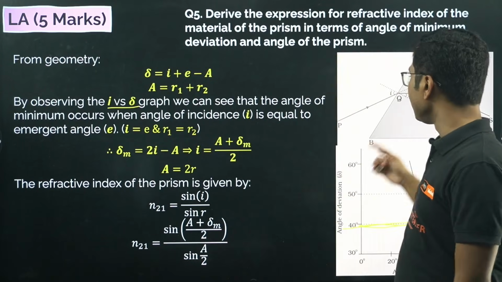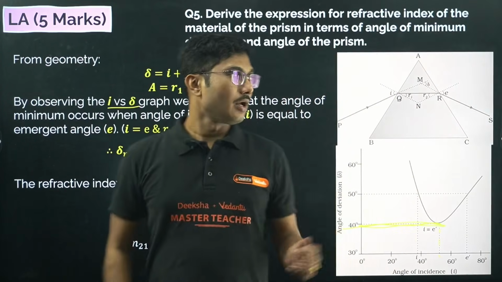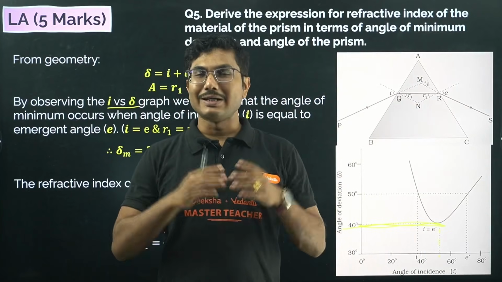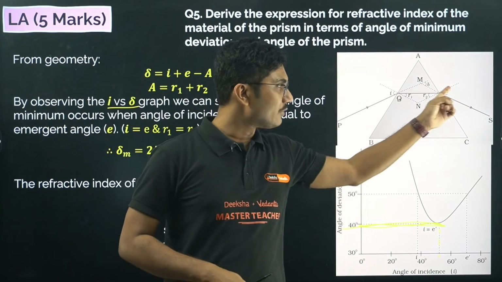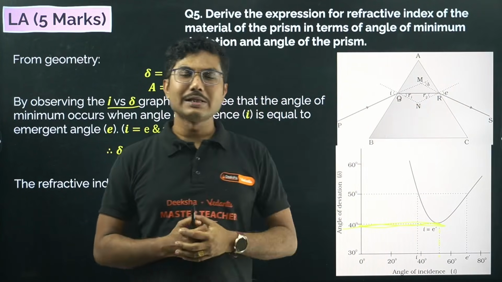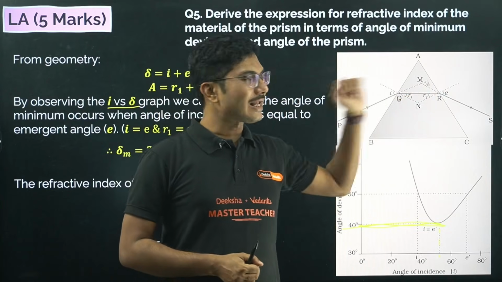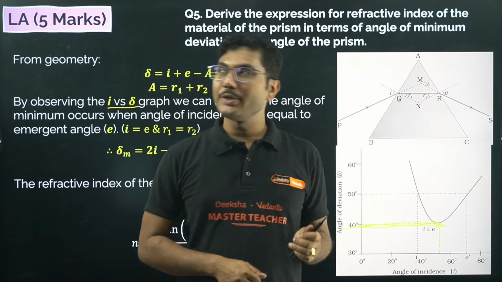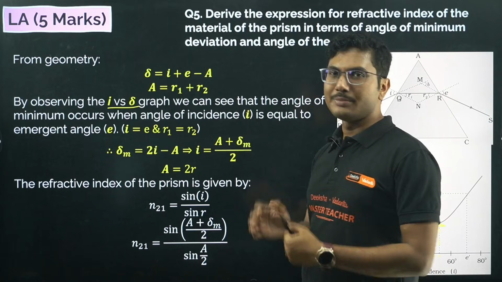Now if I equals to E, what happens? I is the incident angle, R1 and R2 are the respective internal angles. So if I is equal to E, then these internal angles will also be equal, right? If external angles are equal, then internal angles should also be equal, right? So R1 must be equal to R2.